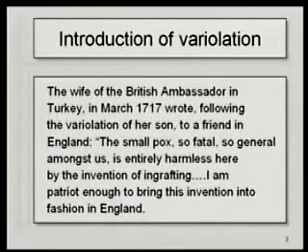The smallpox, so fatal, so general amongst us, is entirely harmless here by the invention of ingrafting. That's what she referred to, the injection of pustules, ground up pustules. I am a patriot enough to bring this invention into fashion in England. And following that, it was important.